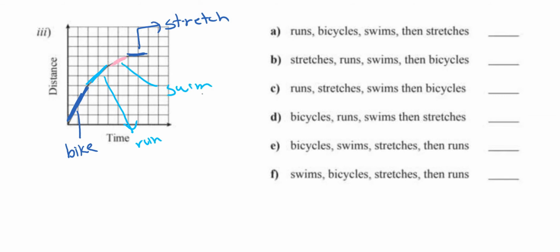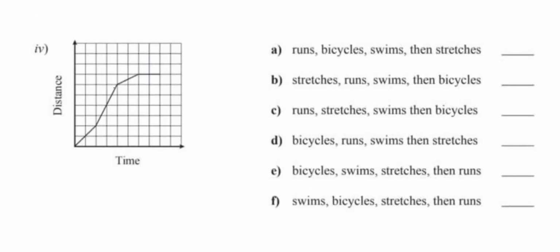Okay, so based on that, for question number 3, I believe this would be letter D, right? Bike, run, swim, then stretch. Okay, so this would be 1, 2, 3. All right, and that's how you do this particular problem for question number 3. All right, so let's move on to number 4 here. Go ahead and find the steepest line. So here's the steepest line, right? So that's your bike. And then find your flat line, which is right here. That's your stretch.